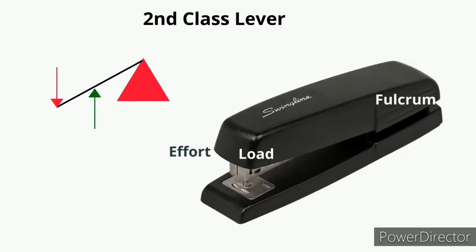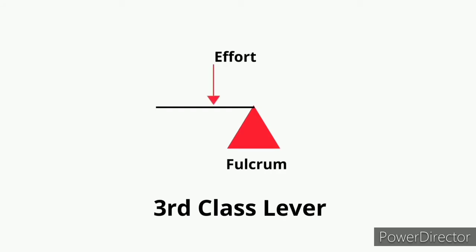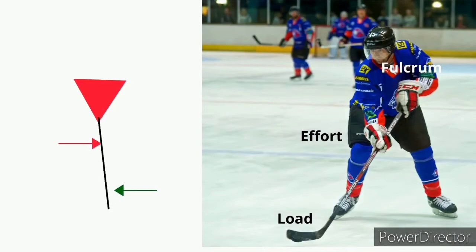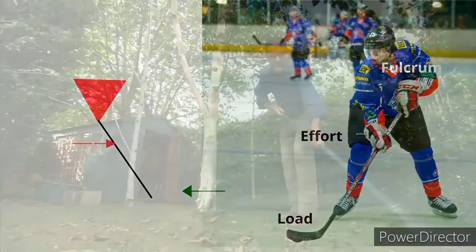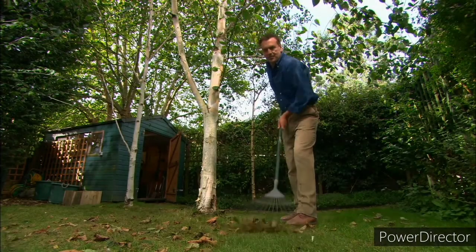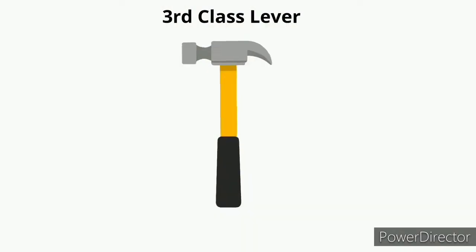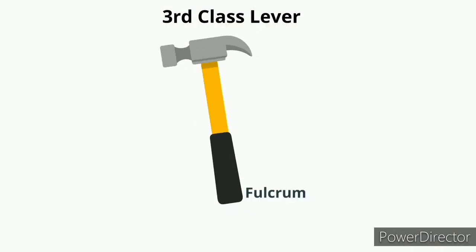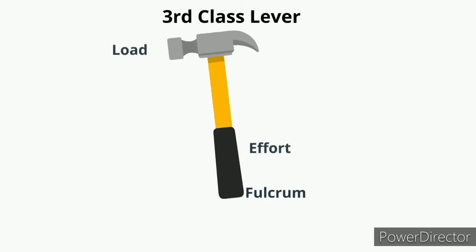A third class lever has the fulcrum on one end, the force in the middle, and the load on the other end. For example, a hockey stick, a rake, and a hammer are third class levers.